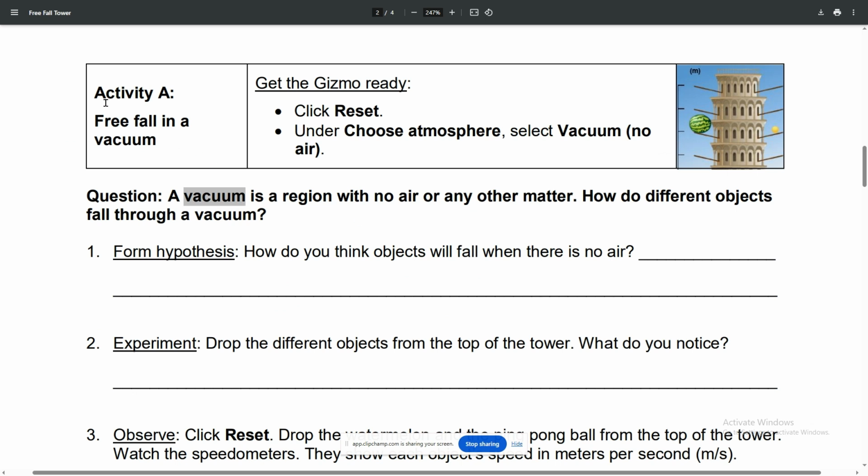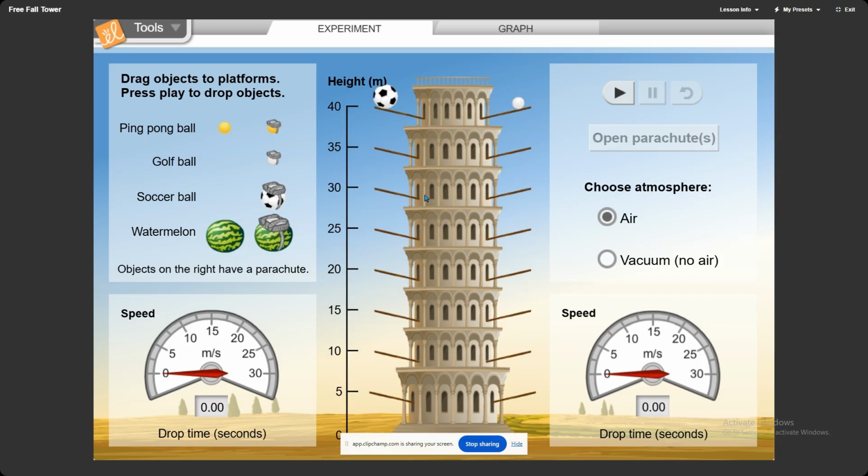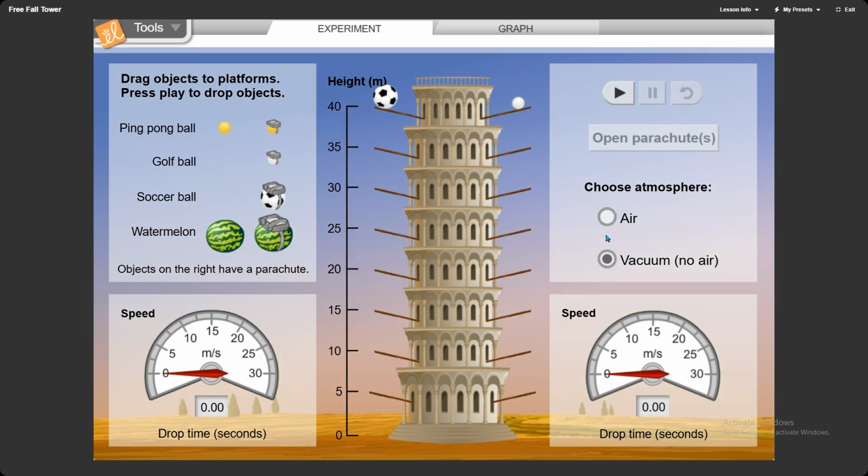All right. In activity A, they want to see what happens when things free fall in a vacuum. Get the gizmo ready. Click reset. Choose under atmosphere, select the vacuum, or what that means is no air. Go to your gizmo, hit the reset button. Mine's already been pressed. Go to where it says atmosphere, select vacuum. So that means there's no air when we drop these two objects.